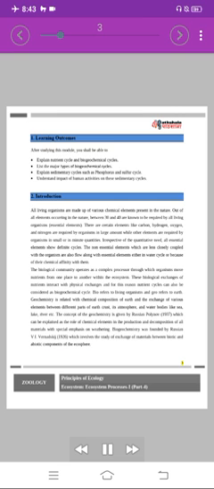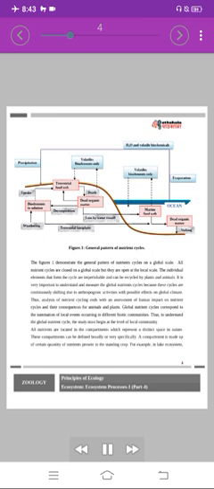General pattern of nutrient cycles. Figure 1 demonstrates the general pattern of nutrient cycles on a global scale. All nutrient cycles are closed on a global scale, but they are open at the local scale. The individual elements that form the cycle are imperishable and can be recycled by plants and animals.